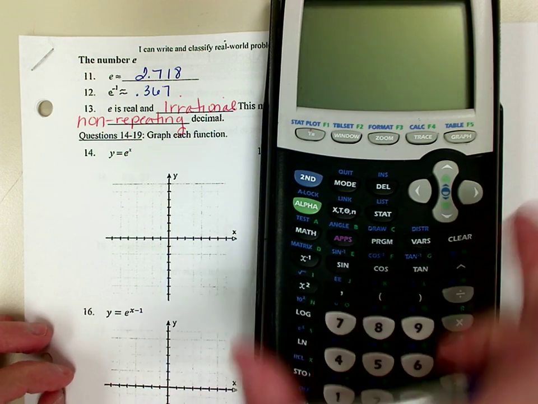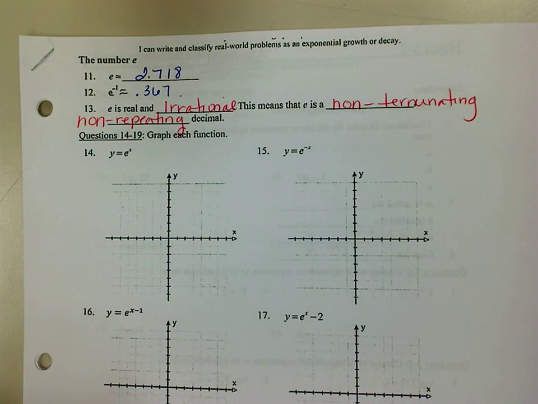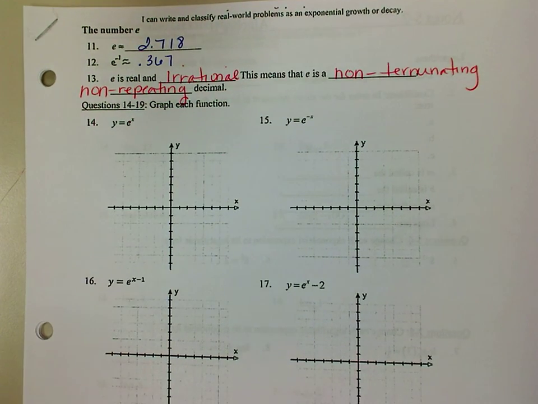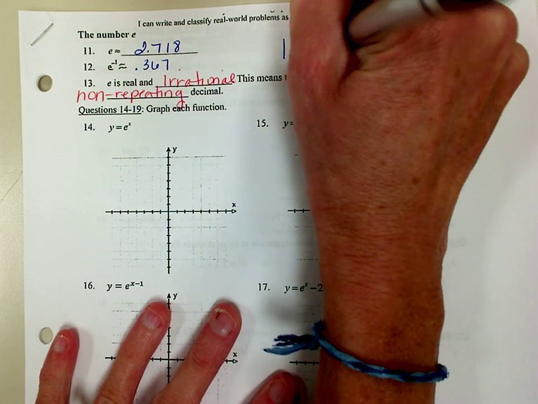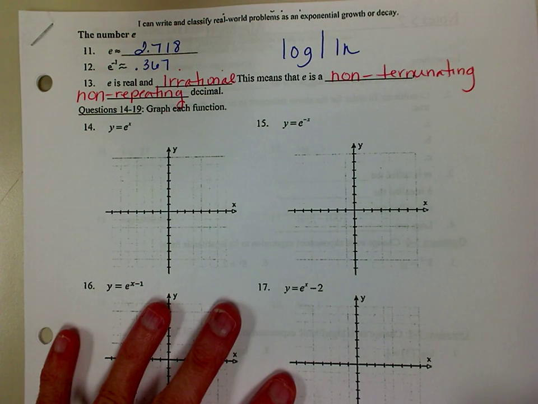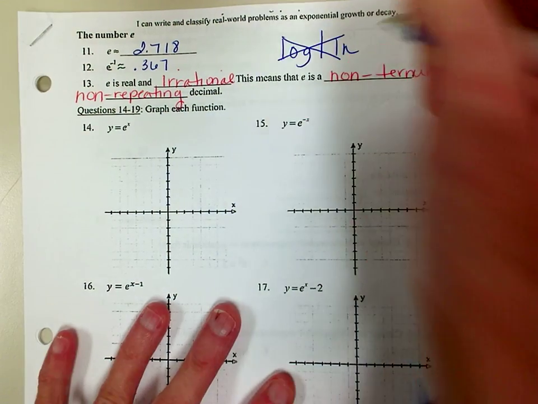Okay, so now we're going to graph where our base is e. Now the reason we're talking about e is because when we get onto this chapter, we're going to be talking about logs or natural logs, which involves the number e. But we're not doing that today.